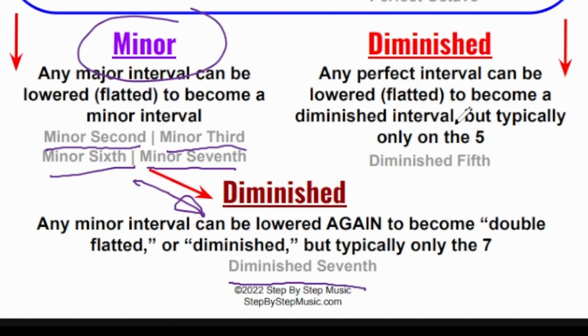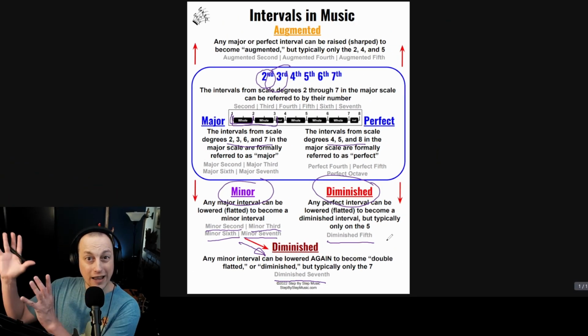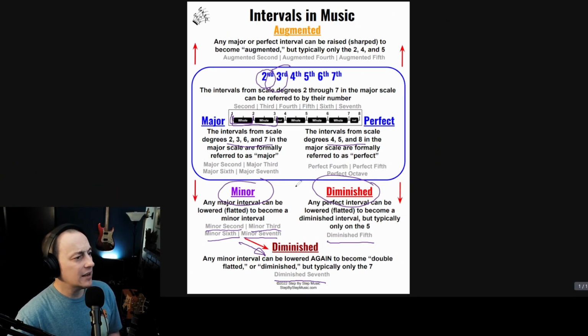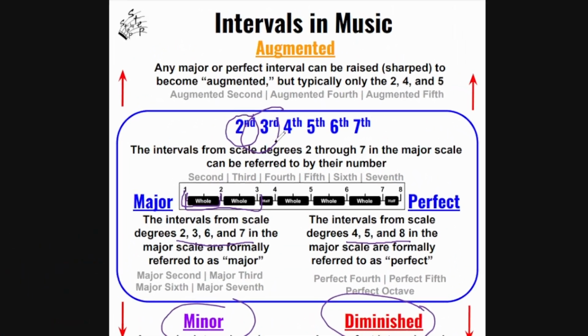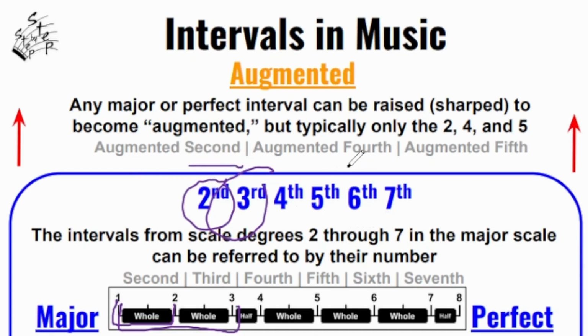Over here, if we take a perfect interval, typically just the 5th, but could be any perfect interval, we lower it just one time, and it becomes a diminished interval, in this case a diminished 5th. That takes care of all the normal and all the lowering. Let's raise the roof here. Let's look at augmented. Any interval, 2, 3, 4, 5, 6, or 7 can be augmented. Traditionally, we're only going to see the 2nd, the 4th, and the 5th, so we'll focus on those. And that's it. We call them augmented if they've been raised one time. So yes, you now know all the rules of intervals contained within one octave.